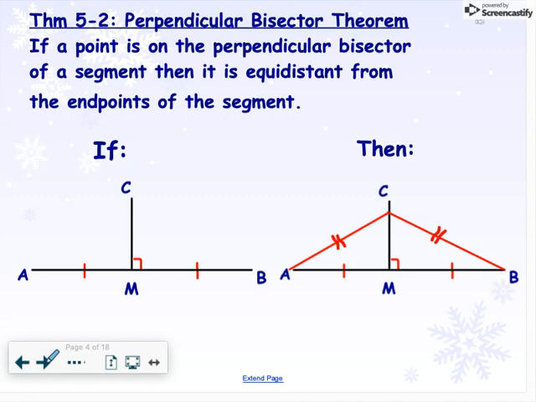So our first one: if a point is on the perpendicular bisector, like this point C, then it is equidistant. We got to know what that word is. Equal distance away from the endpoints of the segment. So notice here, point C is equidistant from those two endpoints. So again, if you need to pause it, please do.